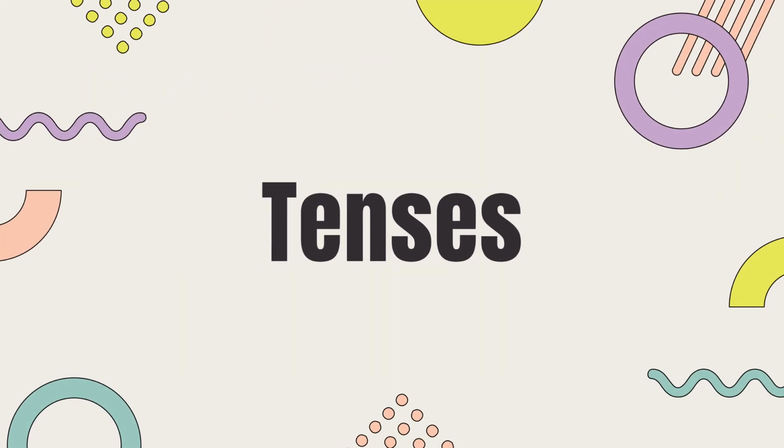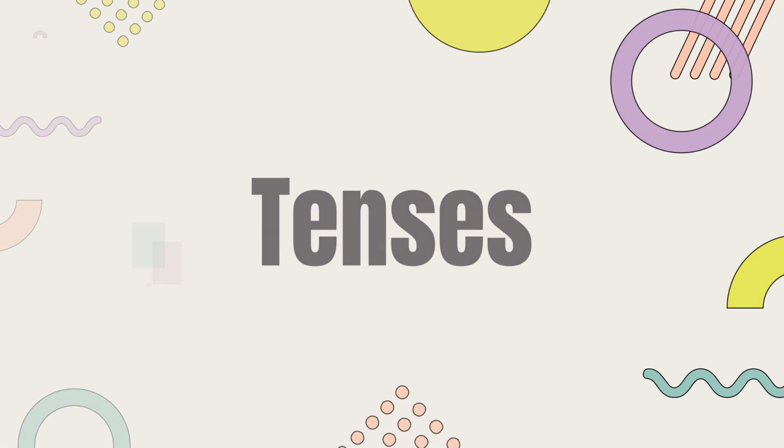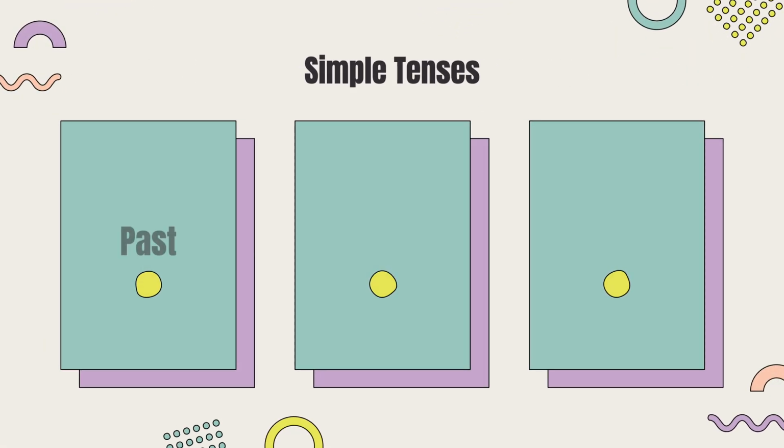Let's first discuss tenses. The tense of a verb refers to the specific time when the verb happens or is performed. The simple tense of a verb can occur in the past, present, or future. The form of the verb changes according to its tense. As there are regular and irregular nouns, there are also regular and irregular verbs.